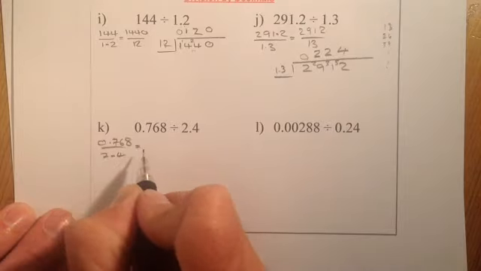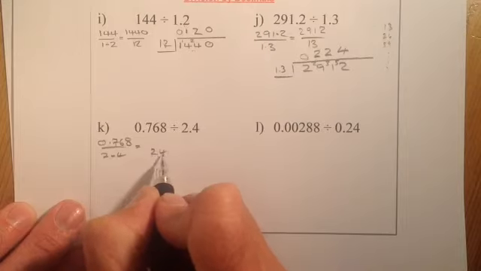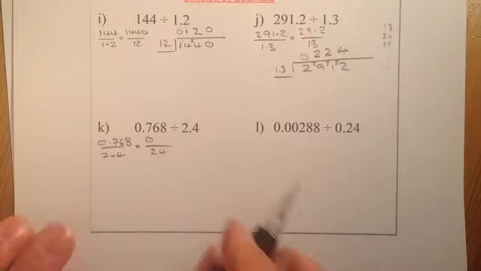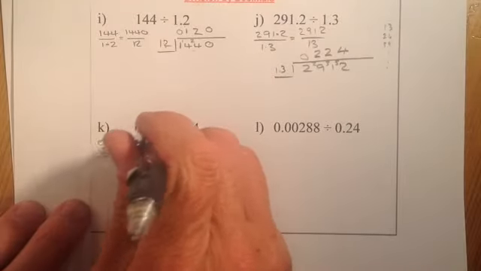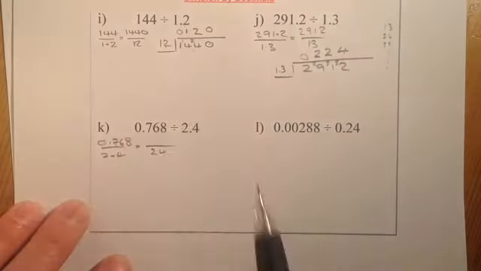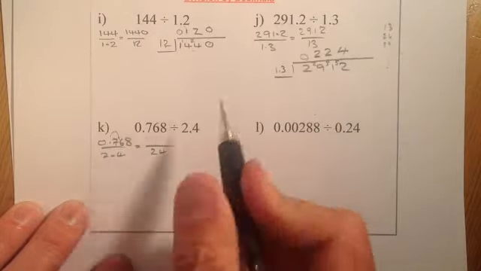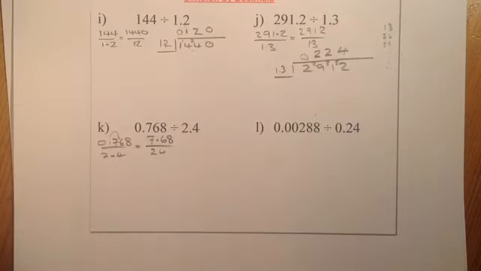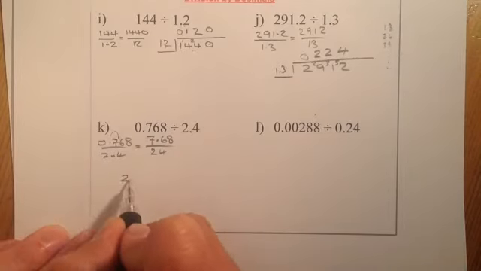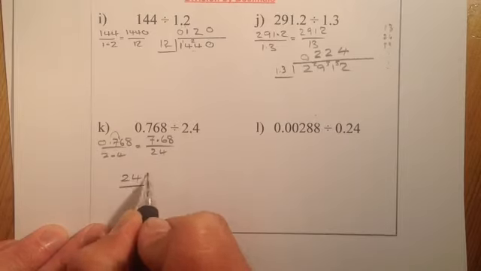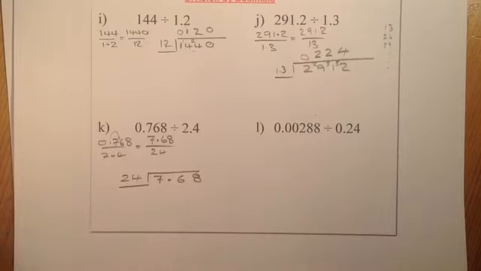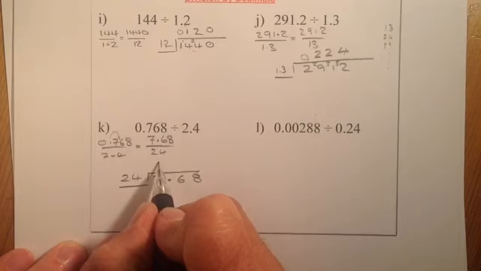First of all, I'm going to multiply by 10, which gives me 24 on the bottom. So if I multiply that by 10 at the top, what I'm going to do is move the decimal point from there into there. So that will be 7.68. So that's the number I'm going to divide. So 24 on the outside, and I'll divide that into 7.68. Okay?